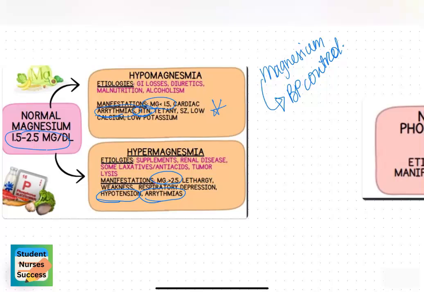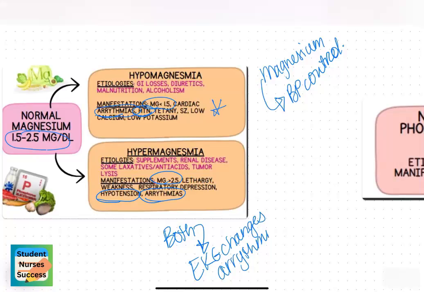In both cases, again, we're worried about EKG changes or arrhythmias. And remember, magnesium infusions can lower blood pressure. So in some cases, when patients have high blood pressure, we can give them magnesium.